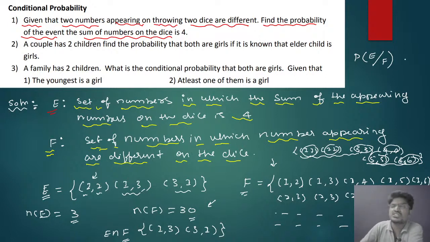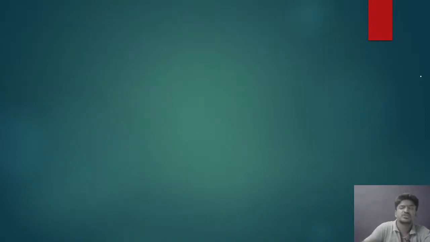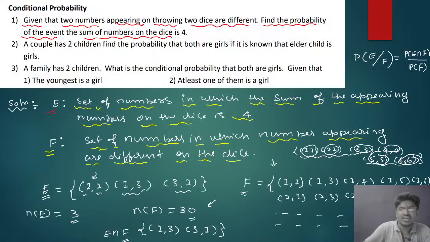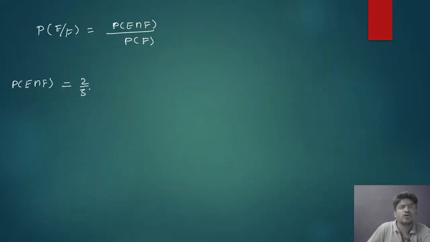Okay. So for this, what is the formula? Probability of E given F is equal to probability of E intersection F divided by probability of F. First you see what is the probability of E intersection F. The E intersection F, we have two elements. That will be 2 out of 36.